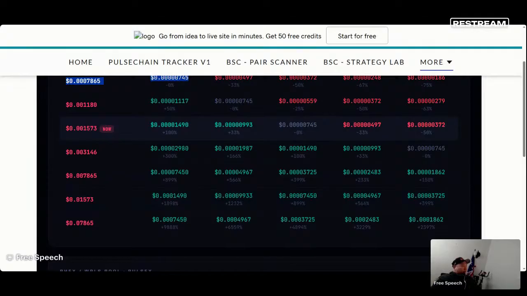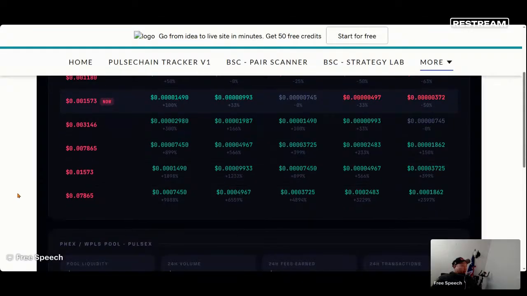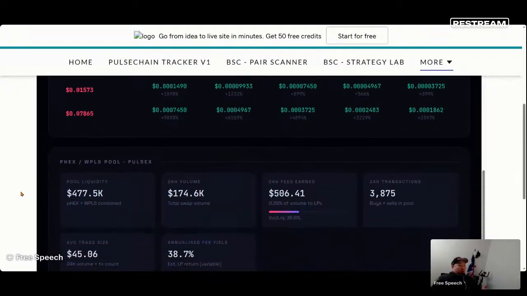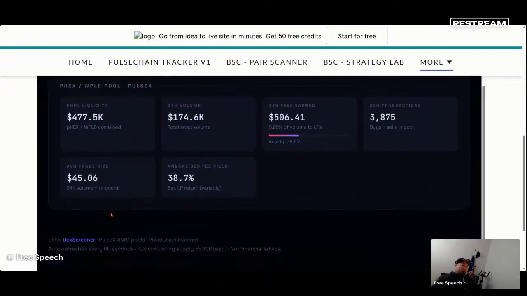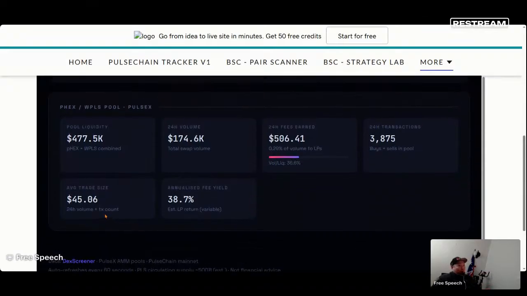The LP pool section at the bottom tells you the health of the actual pHEX, Pulse pool on PulseX. So again, this is PulseX oriented, not LibertySwap, because some of that stuff's more privacy oriented. I don't really think you should try to track a privacy protocol, in my opinion.